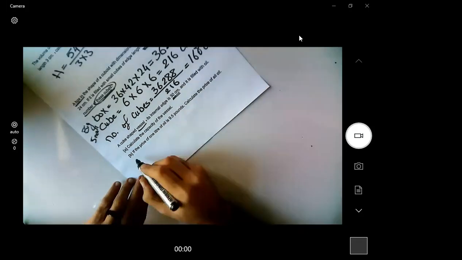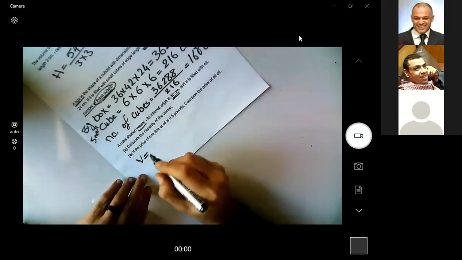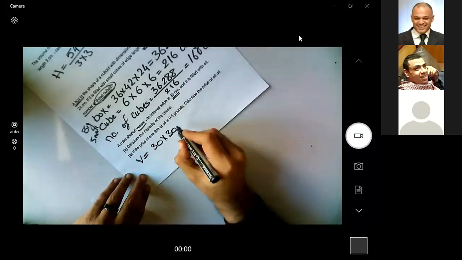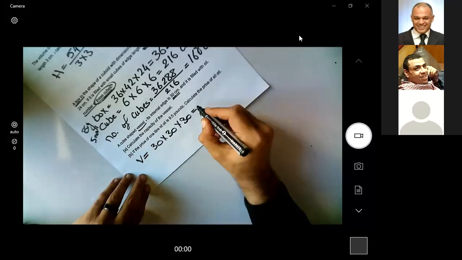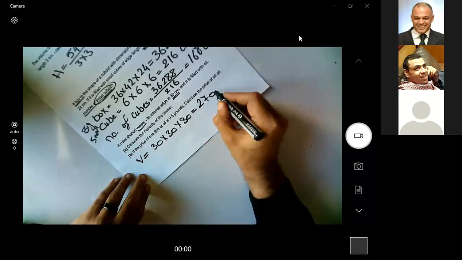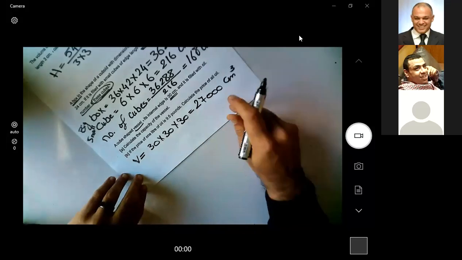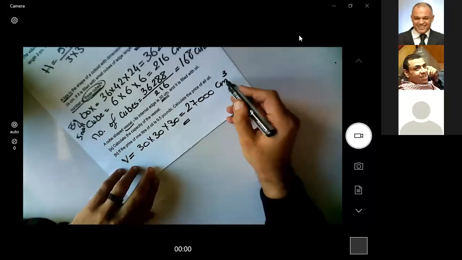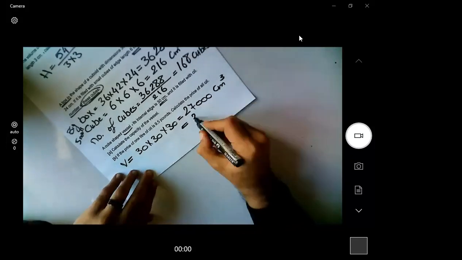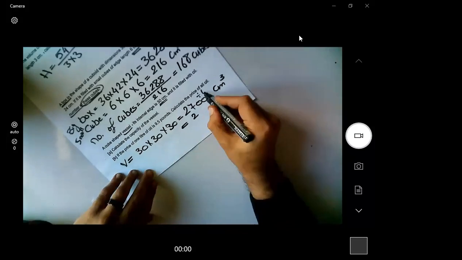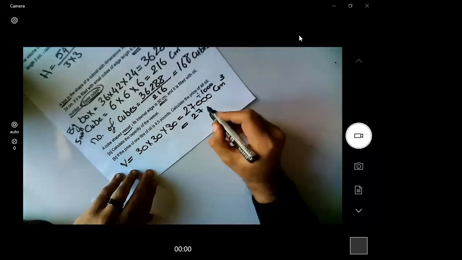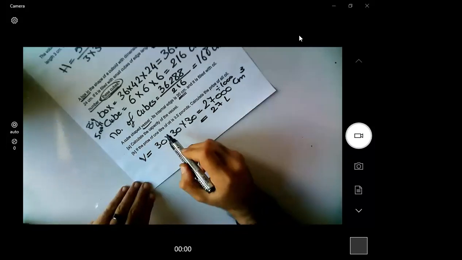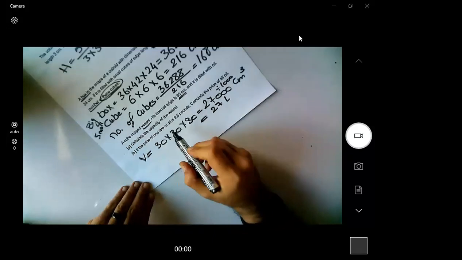So we get the volume. The volume will be 30 times 30 times 30, which equals 27,000 cubic centimeters. We need to change it into liters. From cubic centimeters to liters, we divide by 1,000. So it will be 27 liters.